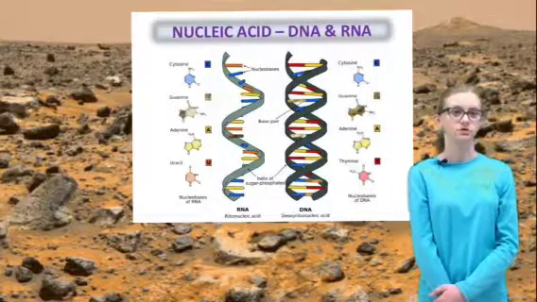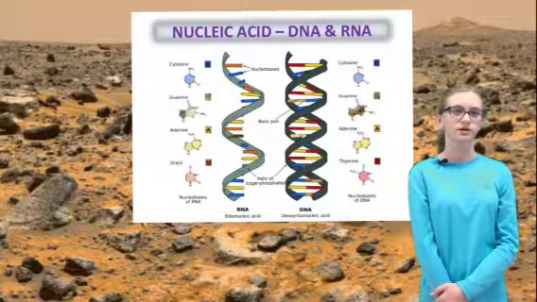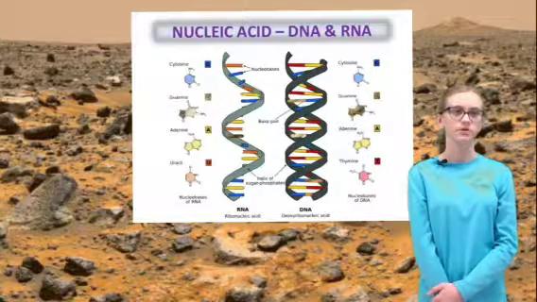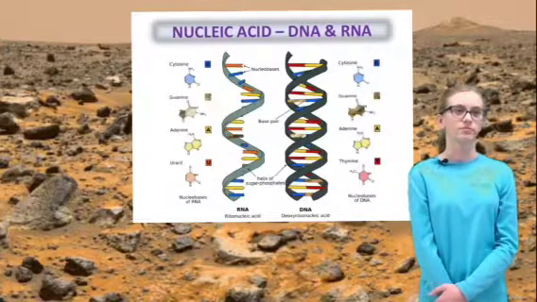Now, RNA is the messenger. It helps to make and transport proteins. They deliver the amino acids to the ribosomes, where they are linked together to make a protein. RNA are single helixes, the diagram on the left.